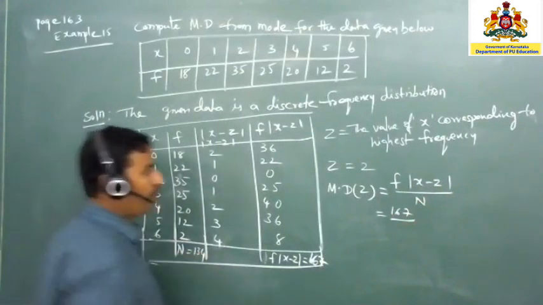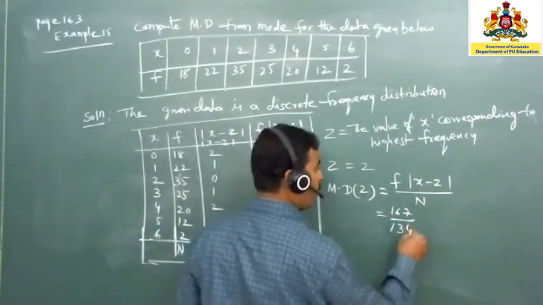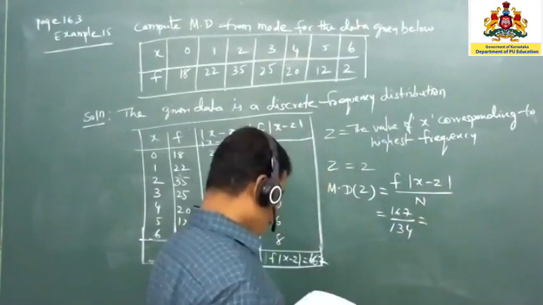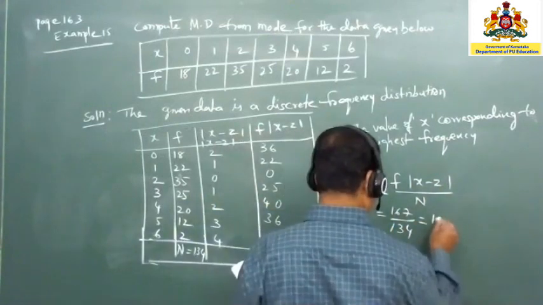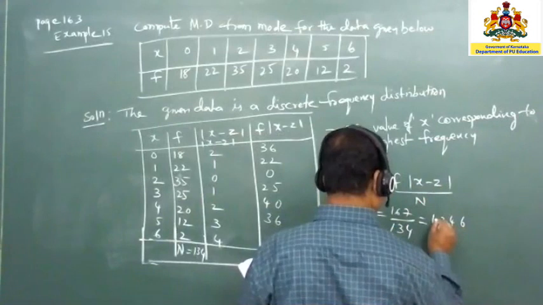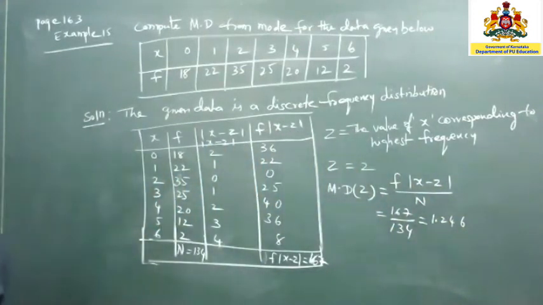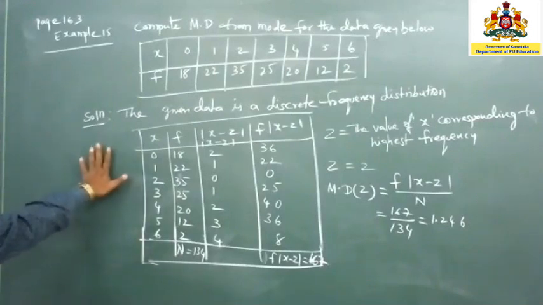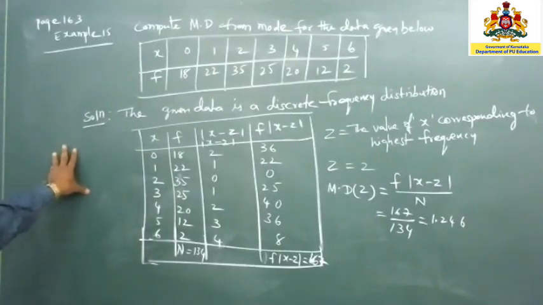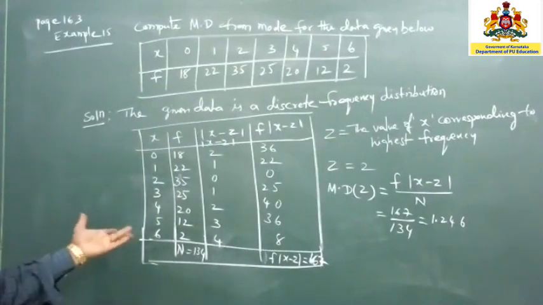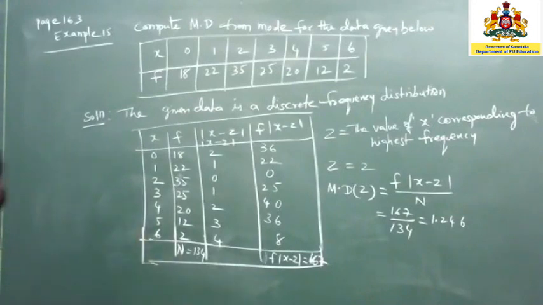N equal to total frequency, it is 134. So 167 by 134, the answer is 1.246. So here the data is discrete, and this is the mean deviation from mode. It is the procedure. You can complete all the calculation in one table.